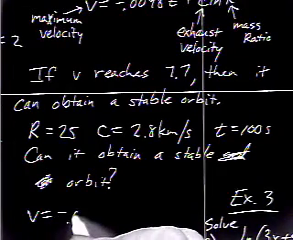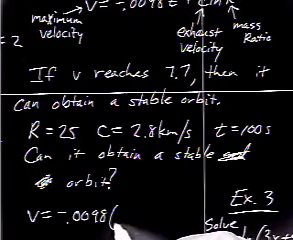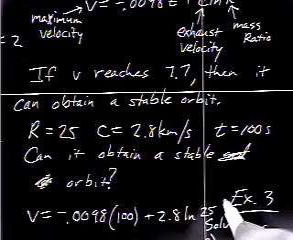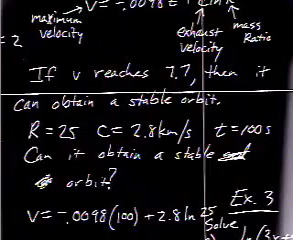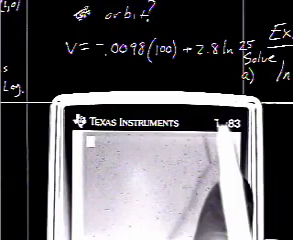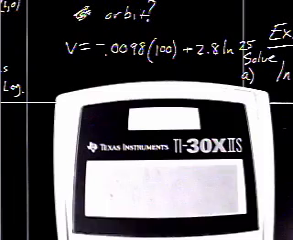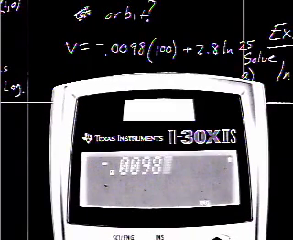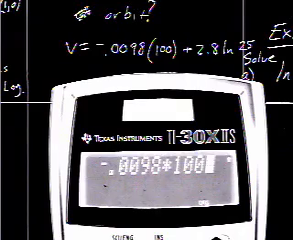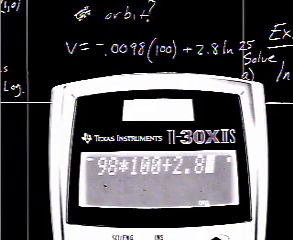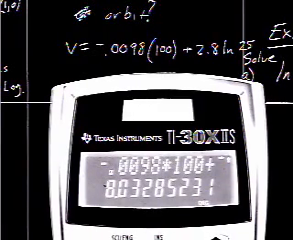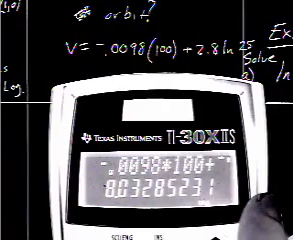So, it looks like we have everything we need. Here, I'll use my other machine. Negative 0.0098 times 100 plus 2.8 times the natural log of 25. 8.03. That's more than 7.7, so yes, it will achieve the max. It will achieve a stable orbit.